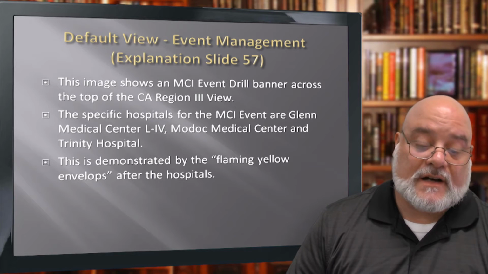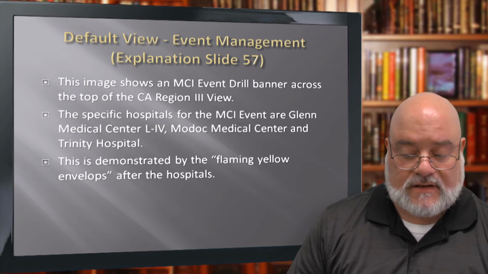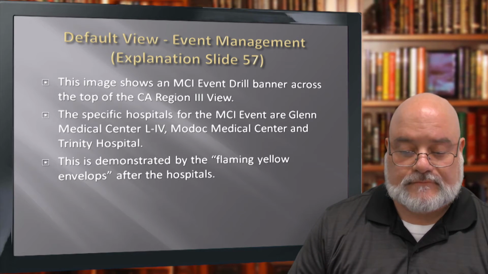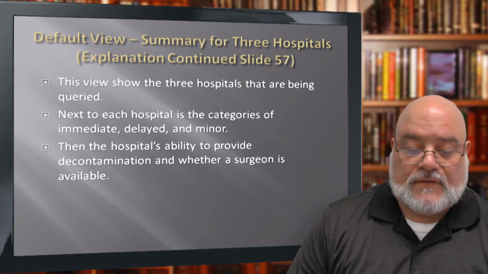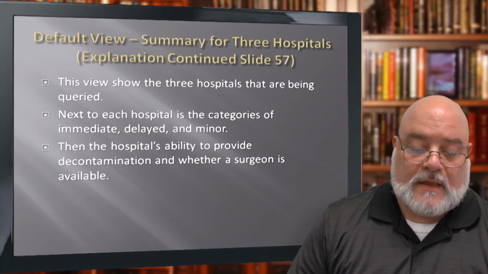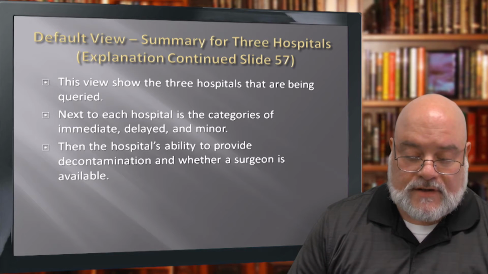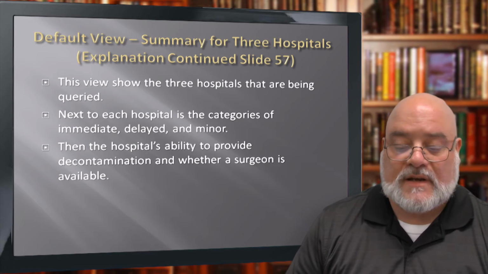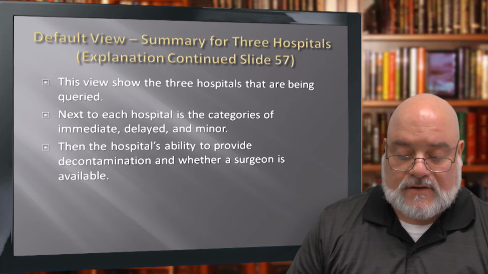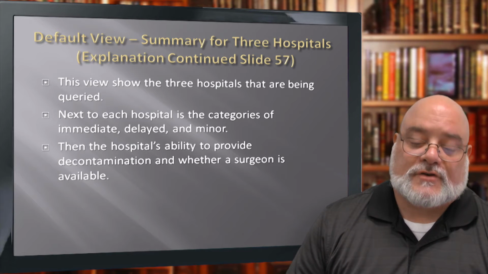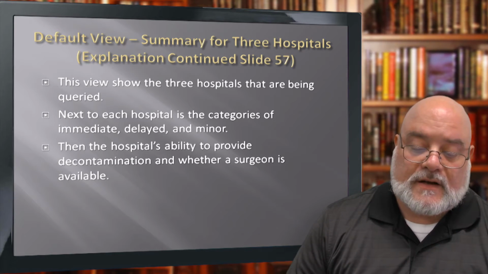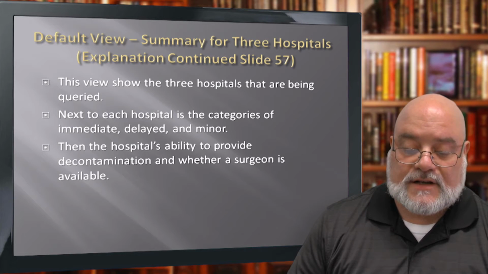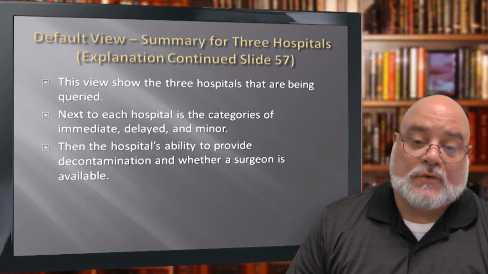Don't need to read the slide. It really just goes over what I just explained. So this is the default view for the explanation of the slide continued. There were only 3 hospitals being queried. Next to each hospital are the categories of immediate, delayed, and minor, which are the traditional START triage categories. The hospital's ability to provide decontamination and whether a surgeon is available was also shown.